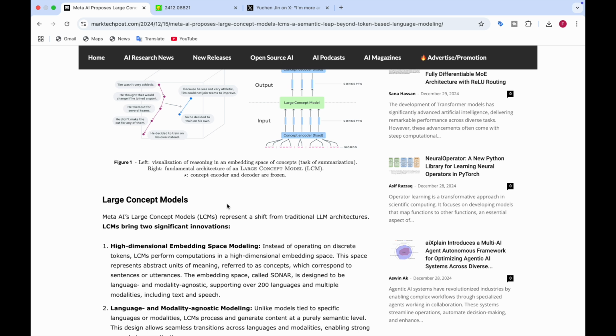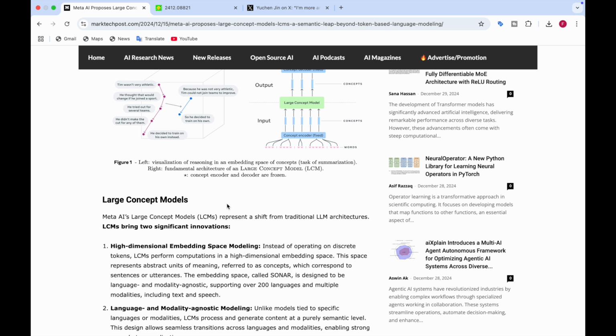And why is this different from LLMs? Let me tell you. At the core of this LCM model is SONAR. This is a high-dimensional embedding space. It's actually the supercharged version of the traditional model, but instead of working with tokens, which deal with a single word, here it is dealing with entire concepts, and concepts means these sentences. It will deal with sentences and larger units, and these concepts could be anything from a full sentence to an idea or action. SONAR supports over 200 languages, and it can work with both text and speech.